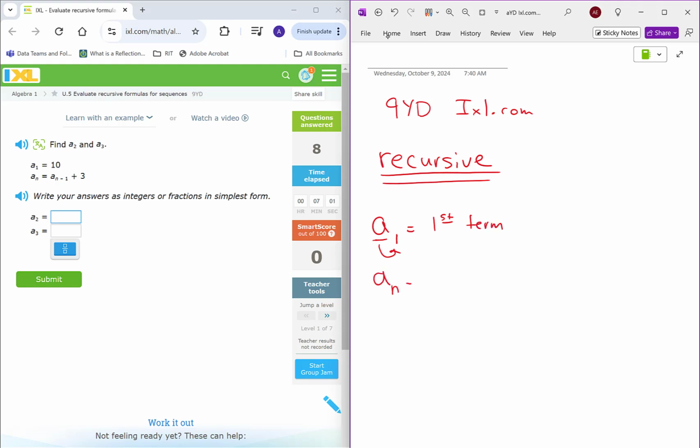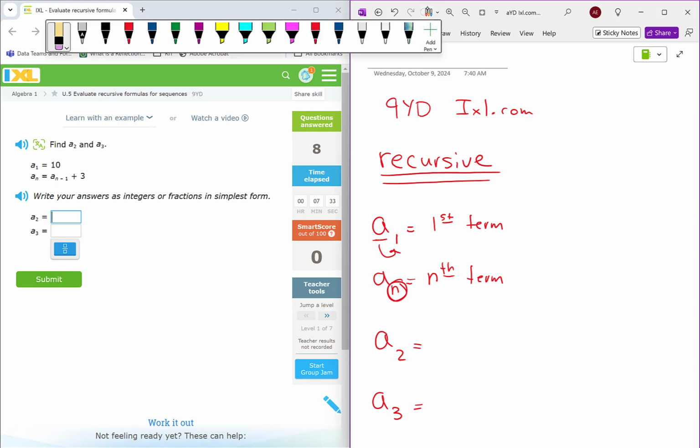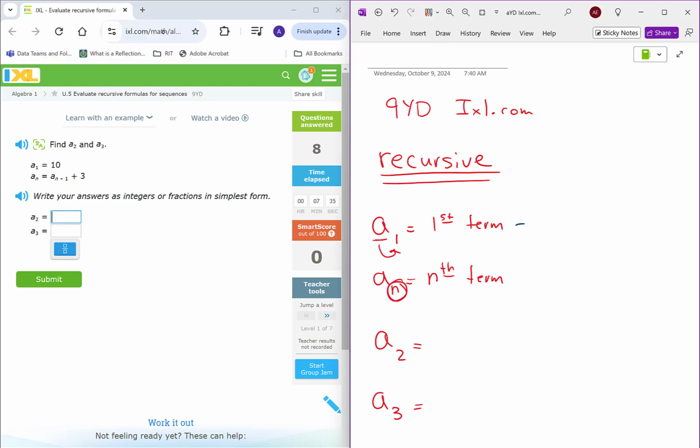And then A sub n is the nth term, meaning it's the recurring pattern that will get you to any term. And it's kind of what you're referring to in order to get the next term, A sub 2, and then the term after that. So once you see it, it will kind of make sense. Now, there is no reason to the first term being, I'm going to swap pens, 10. They simply tell you that it's 10.